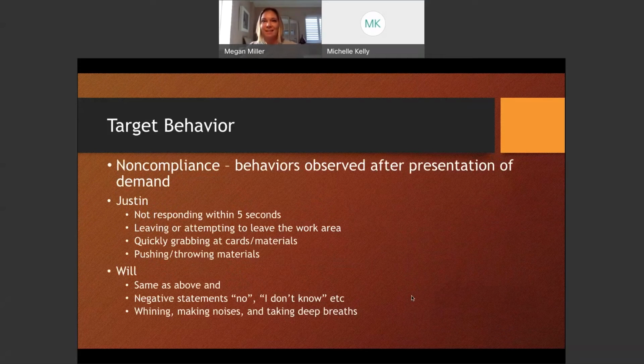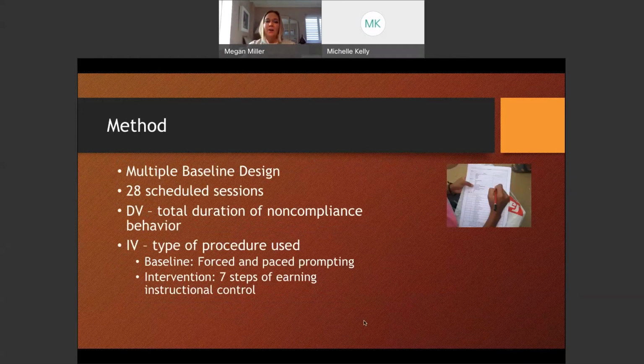The target behavior, like I said, at the time we called it noncompliance, but the behaviors were observed after presentation of a demand. For Justin, it was failure to respond within 5 seconds, leaving or attempting to leave the work area, quickly grabbing at cards or materials, pushing or throwing materials. And for Will, it was the same as above, and also negative statements such as no or I don't know, whining, making noises, and taking deep breaths, which are all wonderful things to be doing. But at the time when we did this study, those were all things that weren't as recognized as good, unfortunately.